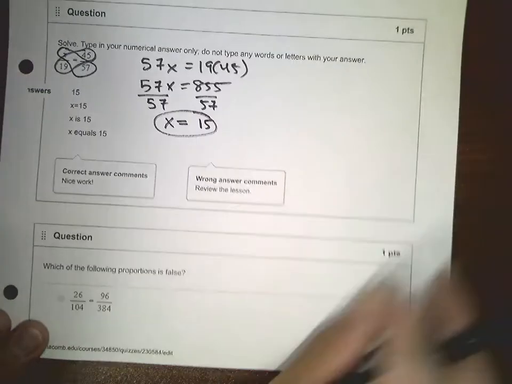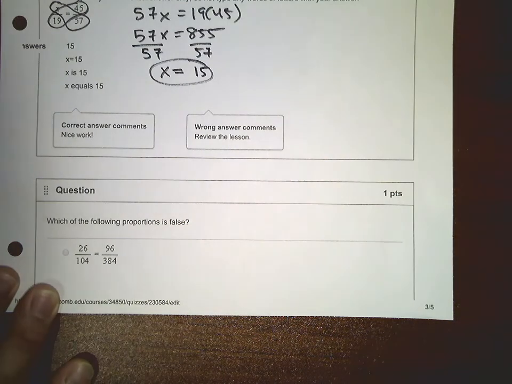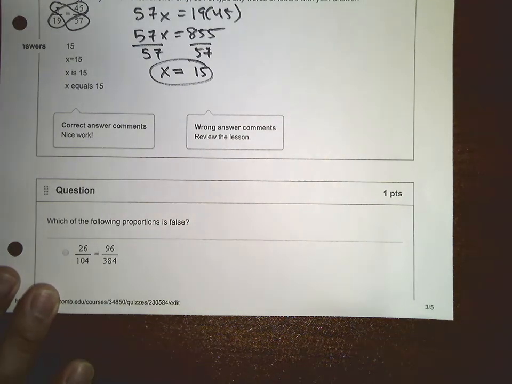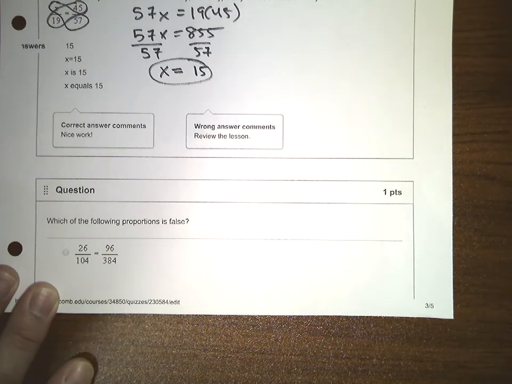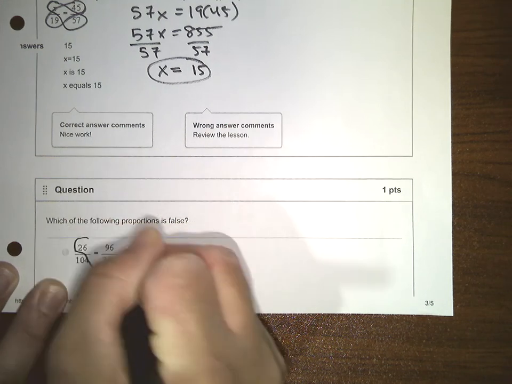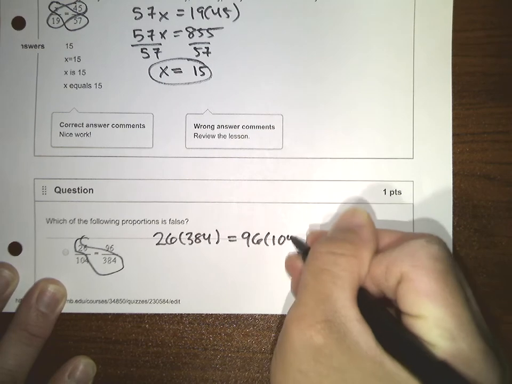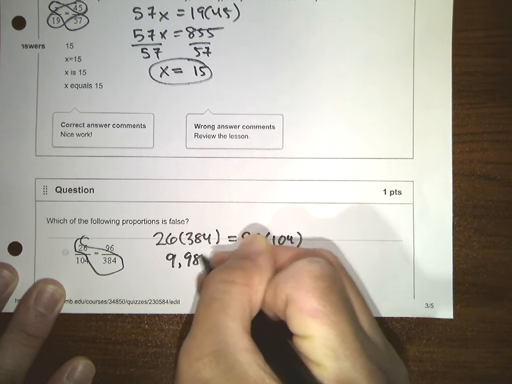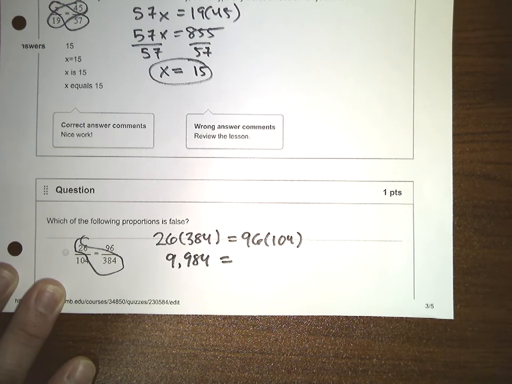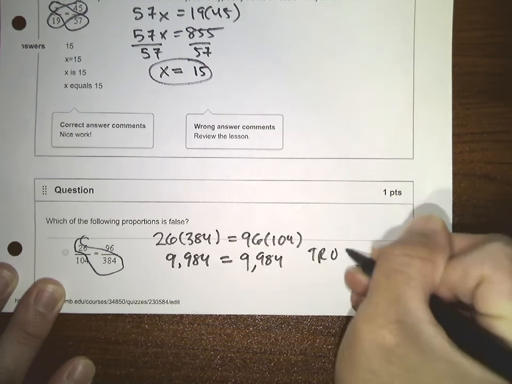All right, so now the next question asks which of the proportions is false. So we'll do that just like how we tried to show which of the proportions was true in the example that we had earlier. So let's go ahead and cross multiply here. The 26 times 384, does that equal 96 times 104? Well, 26 times 384 is 9,984, and 96 times 104 is 9,984, so that one is true.